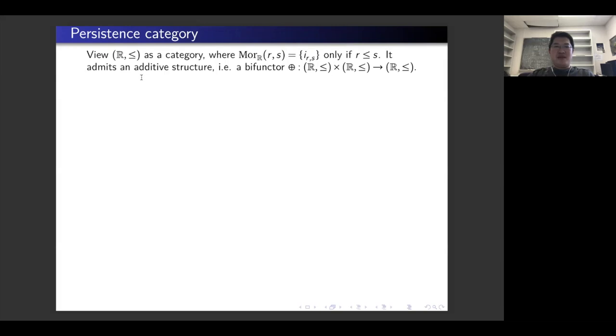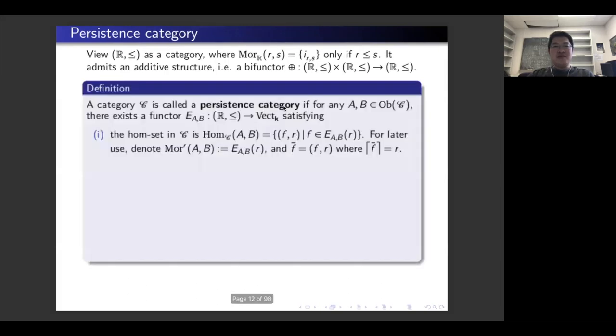And it admits some additive structure: (R, S) goes to R plus S. And then a category is called a persistence category if, for any objects A and B, I have a functor E_AB from this category R to the category of vector spaces over a field K. Then the hom set of A and B in this category is a pair. Well, this R comes from this R.